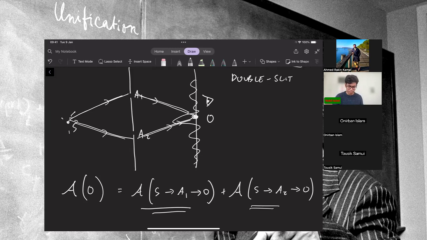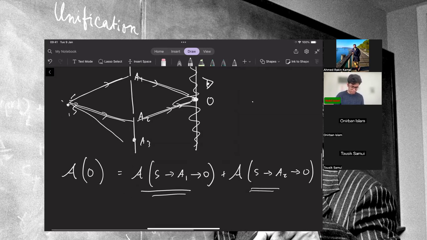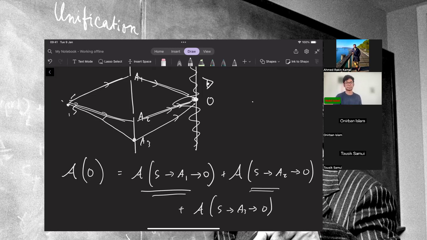Now, let's do something else. Let's imagine that we also add another hole here, A3, okay? Then what is the amplitude? Well, the amplitude is that you can also go like this. And so we should add another term here, right? A(S goes to A3, goes to O). Okay, and then we can imagine putting more holes, okay? And then obviously you just keep adding this up over all the holes.